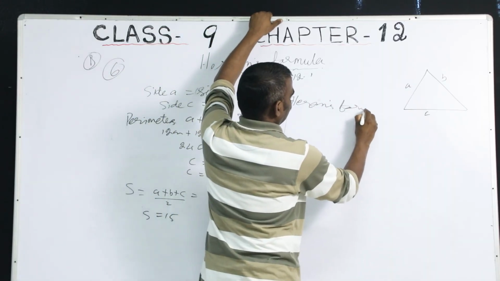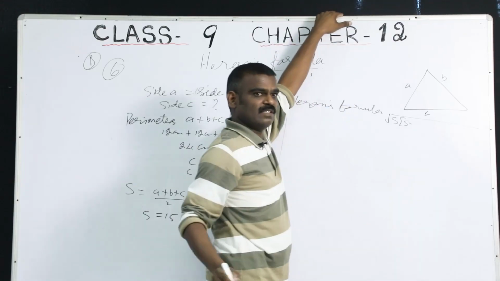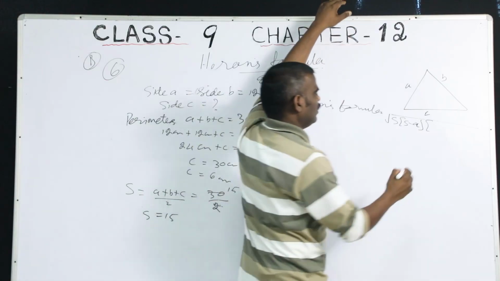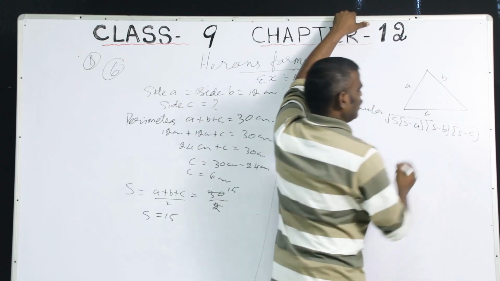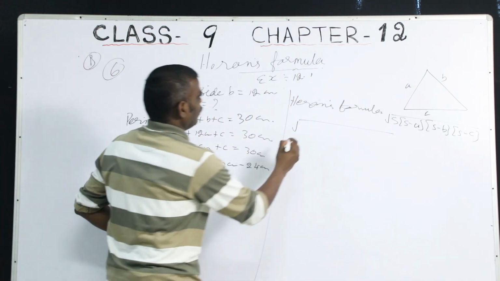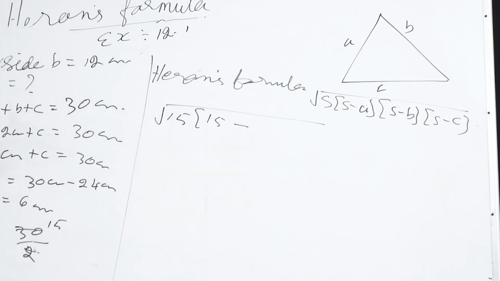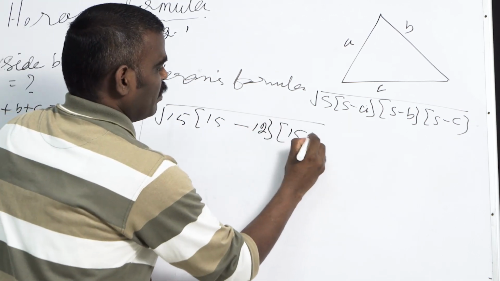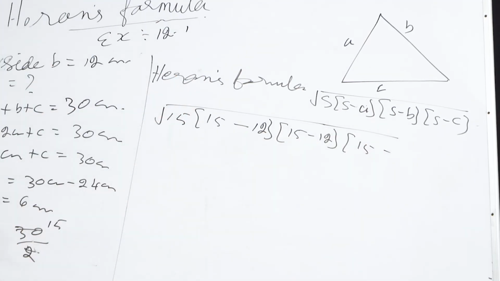Heron's formula. What is Heron's formula? Root of S into S minus A, into S minus B, into S minus C. S is how much? 15. 15 into 15 minus A. What is A? Look at the board. A is equal to B is equal to how much? 12. So 15 minus 12, 15 minus C. What is C? We got it. How much?